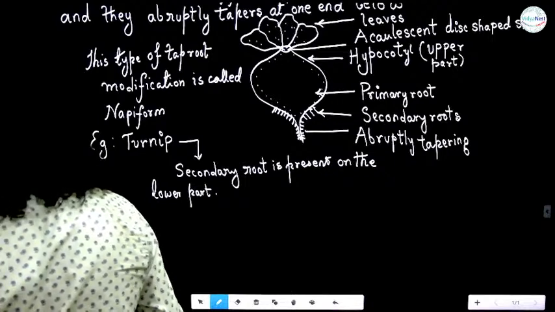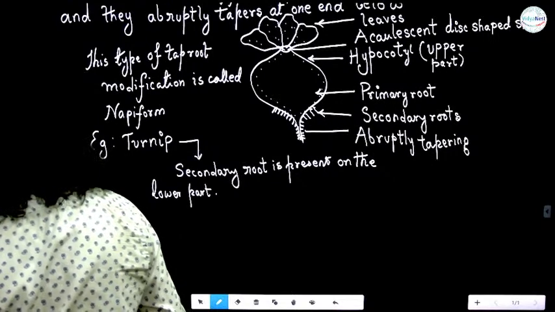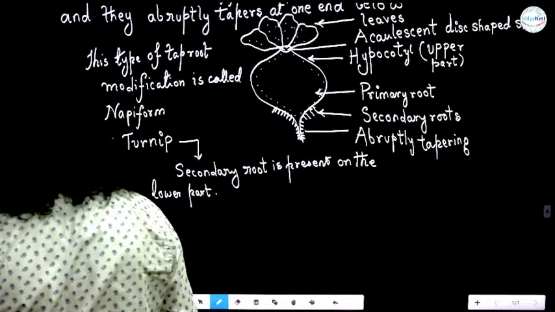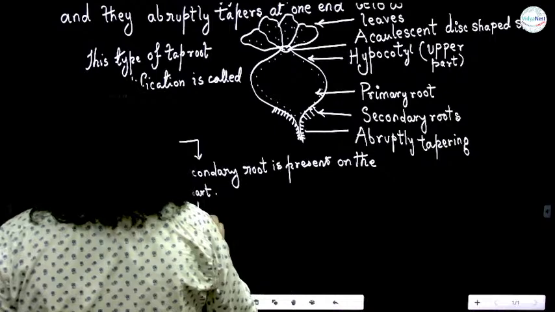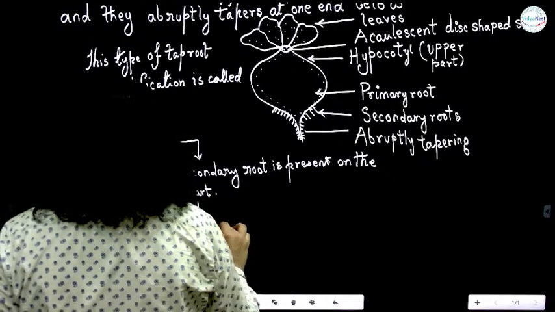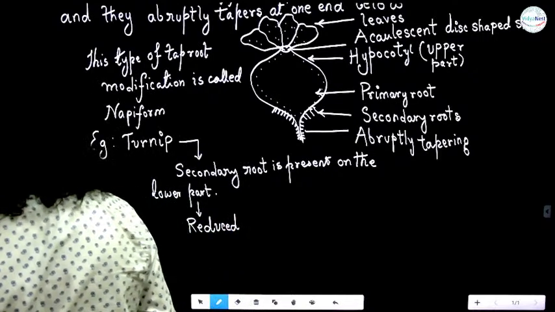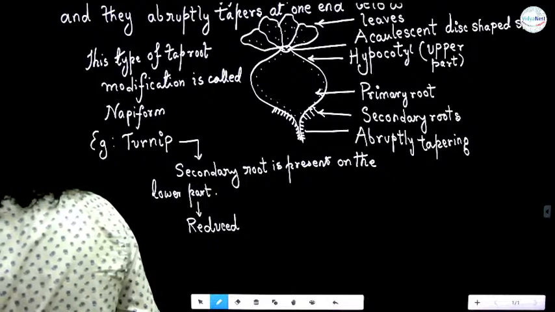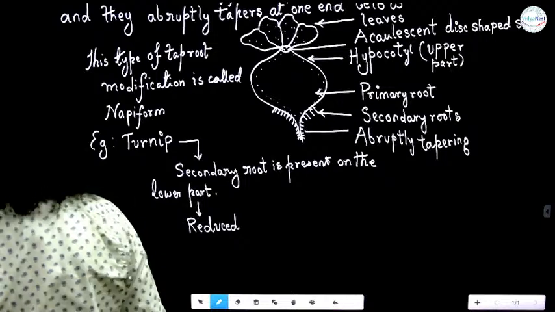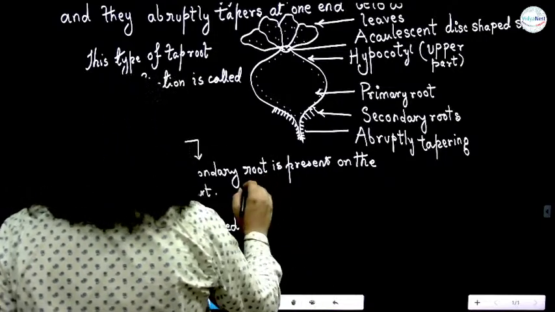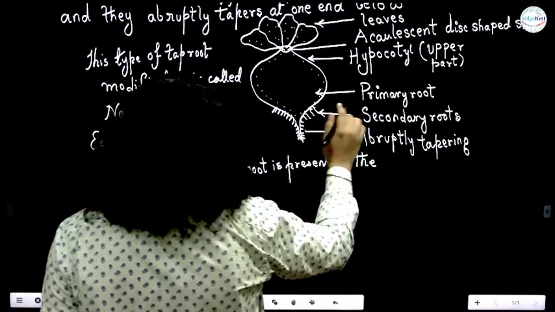And obviously the secondary roots are reduced. These roots are highly reduced in structure, and this part represents the primary root, which is highly swollen. The upper highly swollen part which does not bear roots is the primary root. So the secondary roots are highly reduced, and this part which does not bear secondary roots is the primary root.